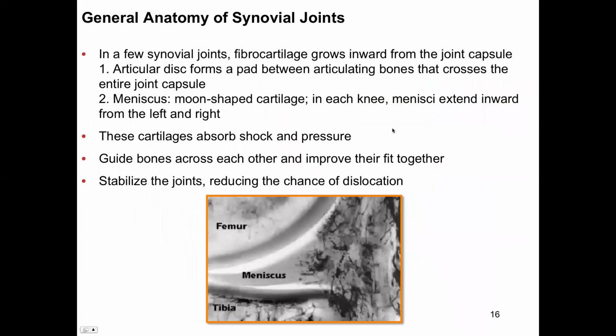So if you go back here, I said articular discs and the meniscus. How are they different? Well, the menisci are special because they have that moon shape, right? But the articular discs are going to be doing a very similar thing, but they don't tend to have that moon shape, right? So it's kind of weird, but they're sort of the same. They're pads of cartilage, all right?